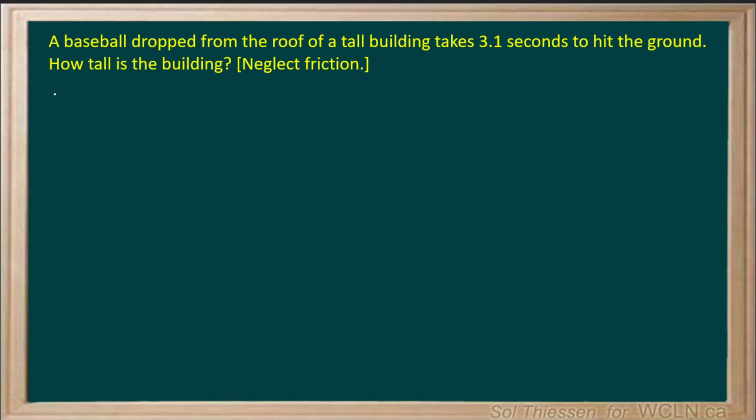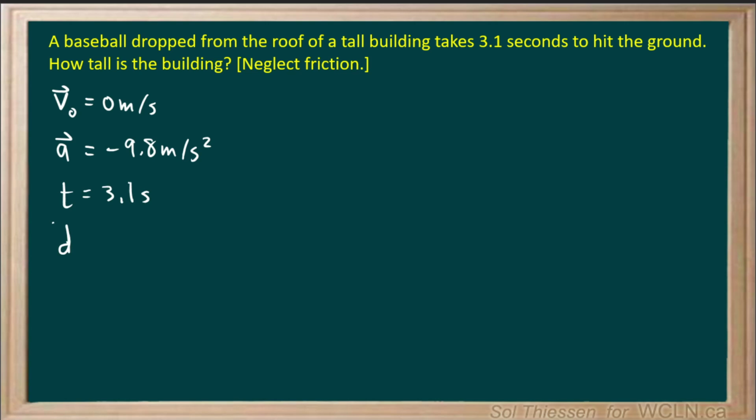We're assuming that the baseball is dropped with 0 velocity. That's implied by the word dropped. So we'll say that the initial velocity is 0 meters per second. We know the acceleration due to gravity on Earth is downwards, so we'll use a negative, and it's 9.8 meters per second squared. We know the time taken is 3.1 seconds.